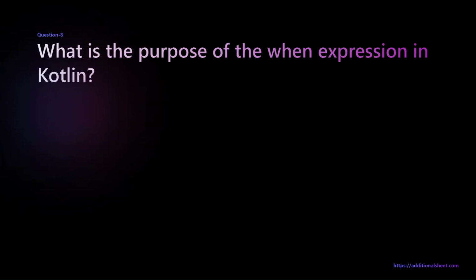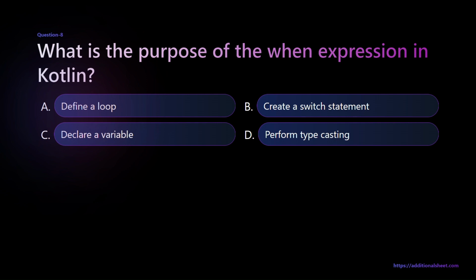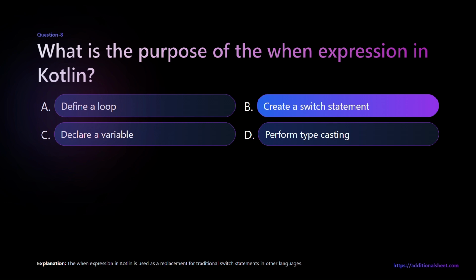What is the purpose of the when expression in Kotlin? Option A, define a loop. Option B, create a switch statement. Option C, declare a variable. Option D, perform typecasting. The correct answer is Option B, create a switch statement.